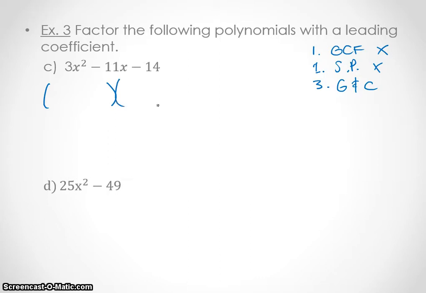So we have two binomials. For our first term, we have 3x squared, so our only options here are 3x and 1x.